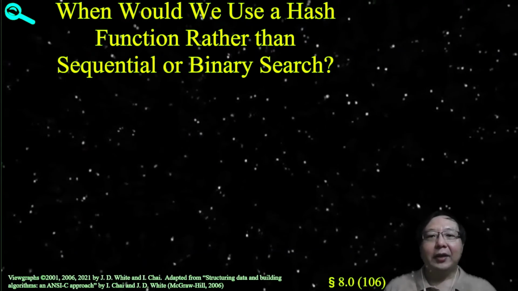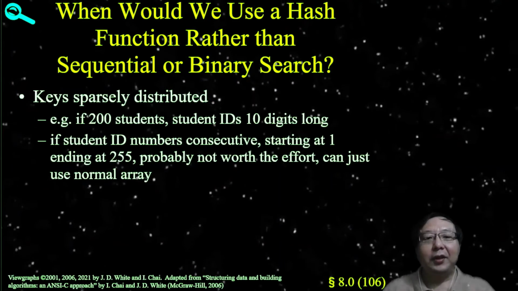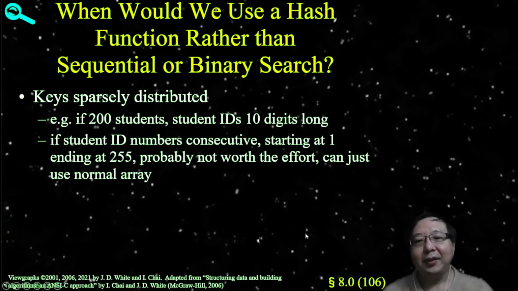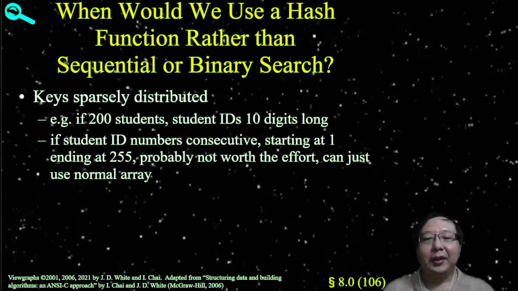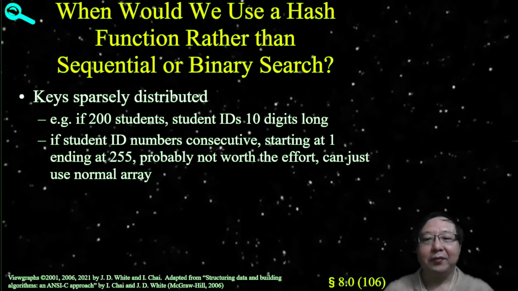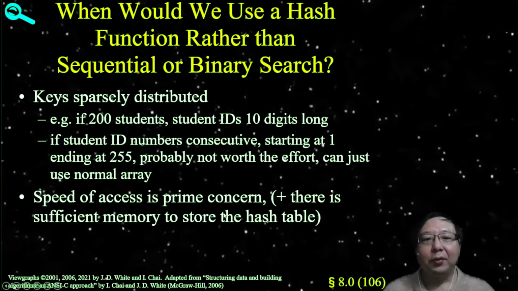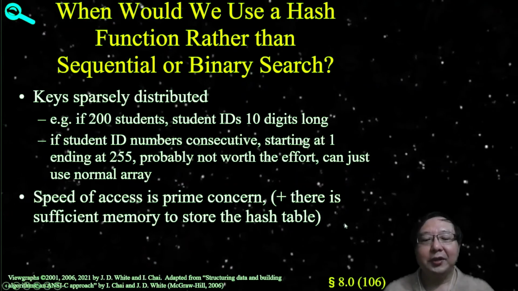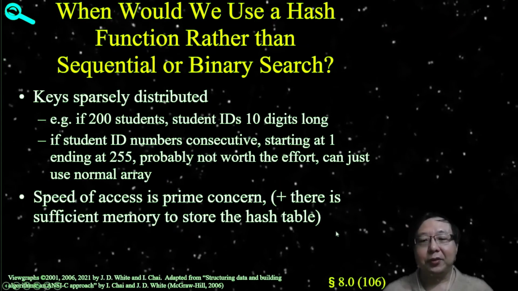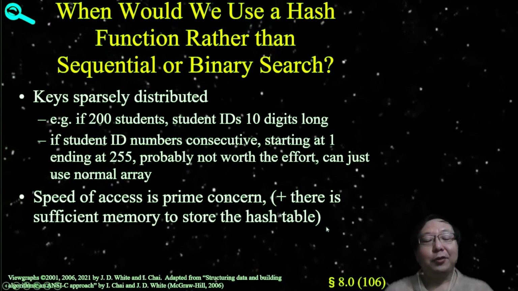So when would you use a hash function rather than a sequential or binary search? If your keys are sparsely distributed. So for example, if you have 200 students and the student IDs are 10-digit long, and if a student ID number is consecutive, starting from 1 to 255, then it's probably not worth the effort. You can just use a normal array. But you want to use hash tables when speed is a prime concern, and there's enough memory to store the hash table. Because the whole thing about hash table is it's very fast, right? But it uses a lot of memory to do it.